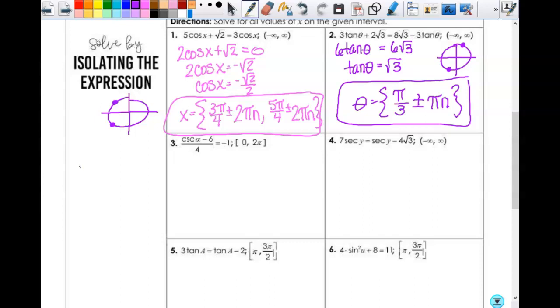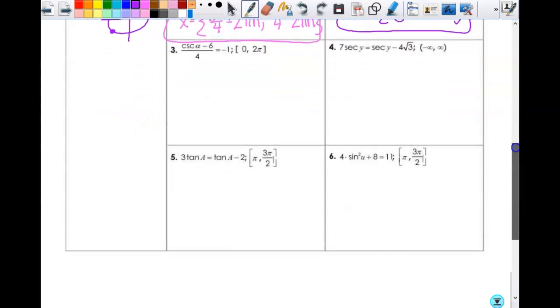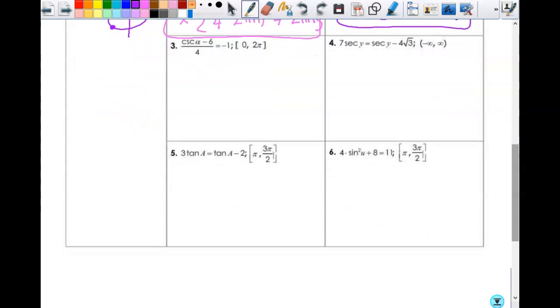Okay. All right, so let's look at number 3. I have cosecant alpha minus 6 over 4 equals negative 1. So what should be the first thing I do here? Multiply by 4. So I get cosecant alpha minus 6 equals negative 4. That means that cosecant alpha equals 2. Now, once you get the trig function isolated, then I would make them all into sine, cosine, and tangent because it's just easier for your brain. So what's the reciprocal of cosecant? Sine. So that means that the sine of alpha is equal to 1/2.